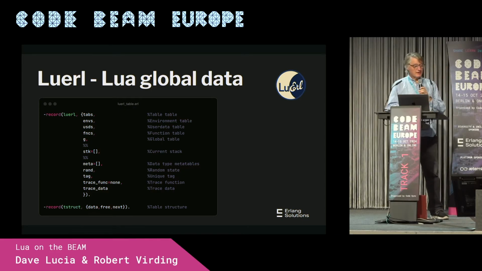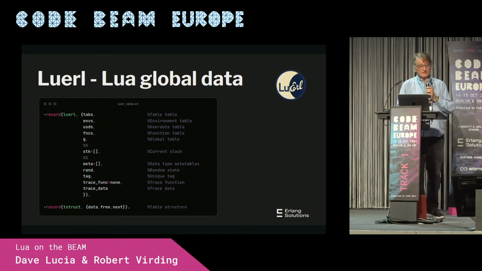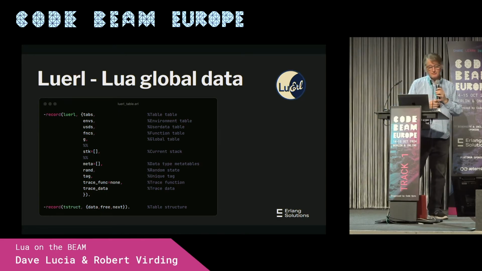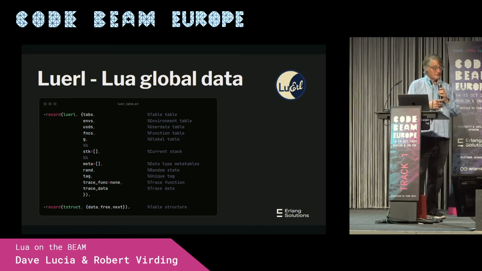We need a random state. That's just in the random there. We need a unique tag as well. So I can safely throw things and catch them later on by using that tag in there. So every table has its own unique tag. And I can do trace functions as well. This is just default values. None means I'm not tracing anything. And trace data functions can put data in the trace data and pass them around to the trace functions.